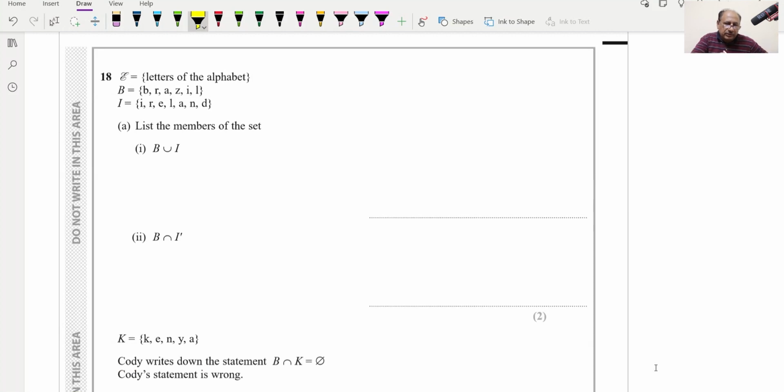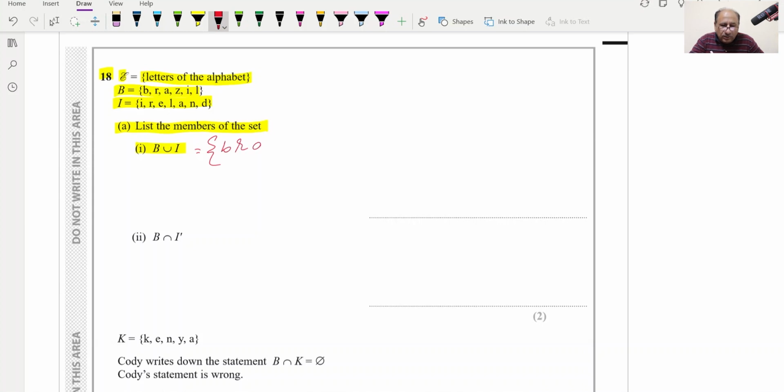question. Question number 18. Universal set is provided. This is letters of the alphabet. B is given and I is given. List the members of the set B union I. So B union I will be whatever is included in B and I without repetition.